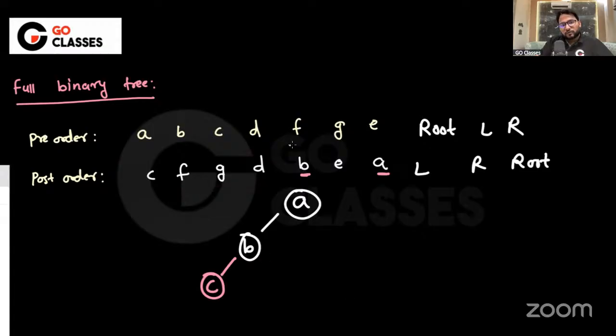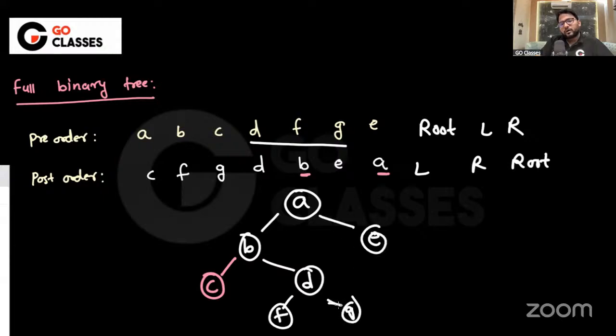So this is D, G, F here. The root will be D because D is coming first, and then F and G. And E is the only thing which is remaining, so you can write E here. So actually there will not be any confusion. In case of a full binary tree, if you have pre and post order, then there is no confusion.